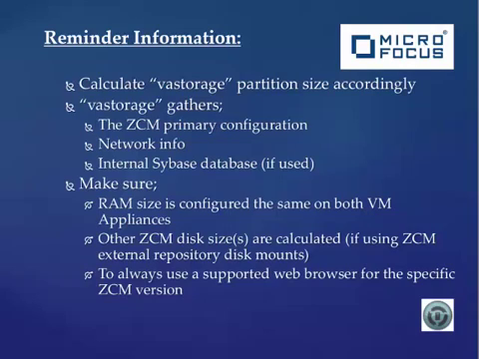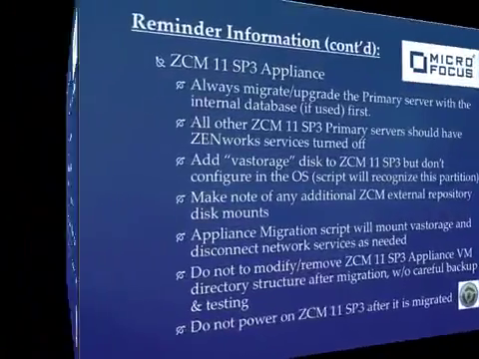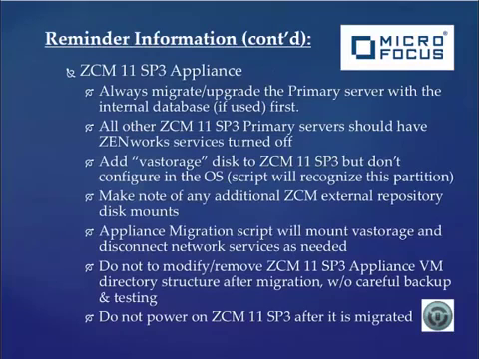Each appliance for the 11 SP4 will have a VA storage partition disk. Be sure to check the documentation on guidelines for calculating the VA storage size. In our example, we've calculated 100 gigabytes for the size of the VA storage partition disk for network settings, configuration data, and the internal Sybase database. If you are using the internal embedded Sybase database for your zone, start the ZCM migration on the primary server holding this internal database.